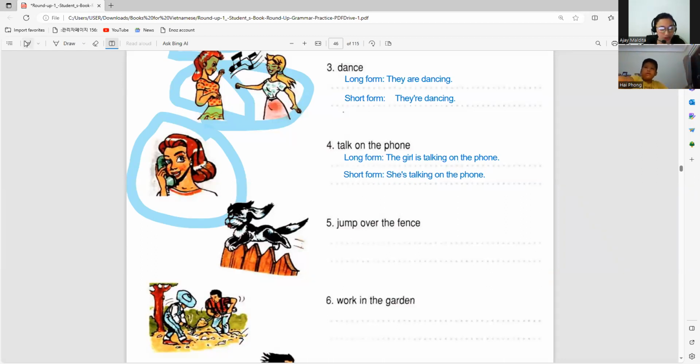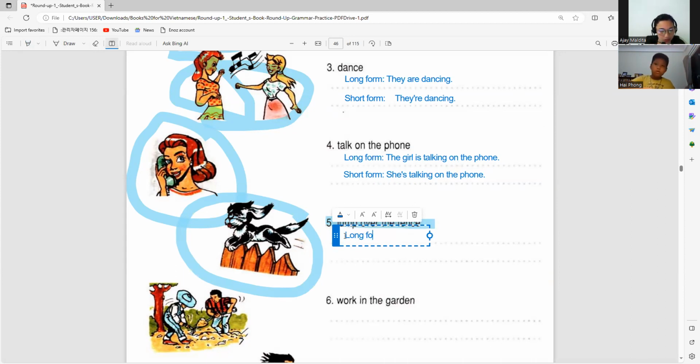This one, number five. Look at picture number five. Jump, yeah. Please read. It jumped over the fence. Yeah, fence. Oh, what is your answer? Long form. Okay, long form. Yes, what is your answer? Oh, is that a dog or cat? Cat or dog?